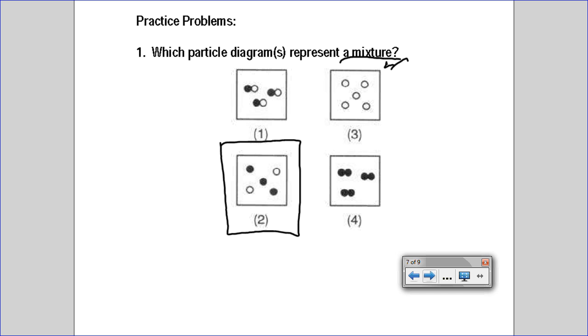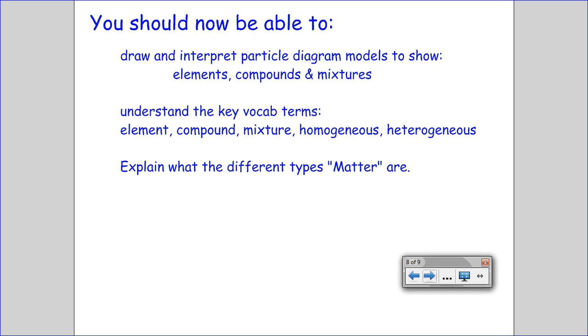So, in conclusion, you should now be able to draw and interpret a particle diagram to show elements, compounds, and mixtures. Remember, elements are just one type. A compound might be one atom connected to another atom. You do different colors or different shapes. A mixture is going to be a bunch of different stuff mixed in together. It's not connected or anything to that effect.